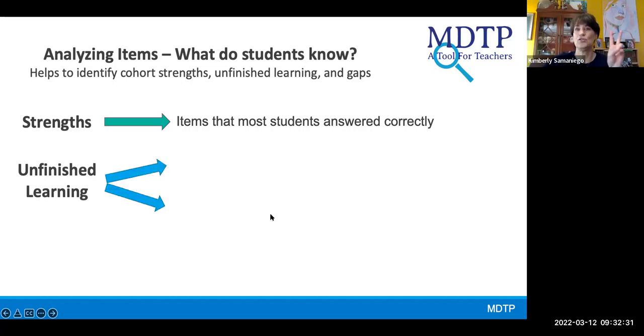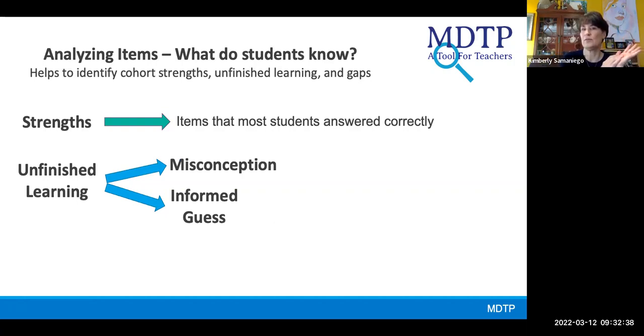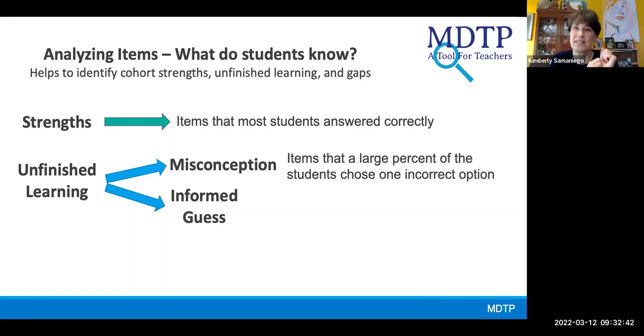Well, I think of this two different ways. I think of this as being a misconception or an informed guess. I think, well, how is an informed guess unfinished learning? Generally, if a student shows you a misconception, a lot of students are choosing the same wrong option, wrong answer. And that's a common misconception, and we see it a lot in fractions. We see it in inequalities. We see it in factoring. We see common misconceptions that pop up in some of those topics.